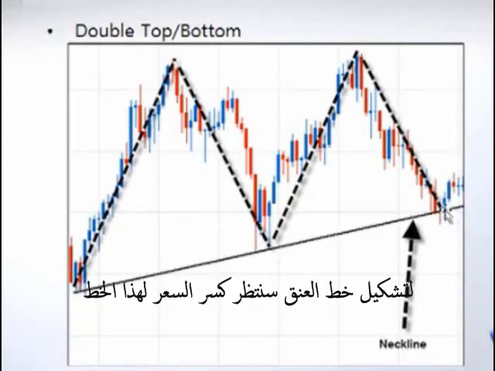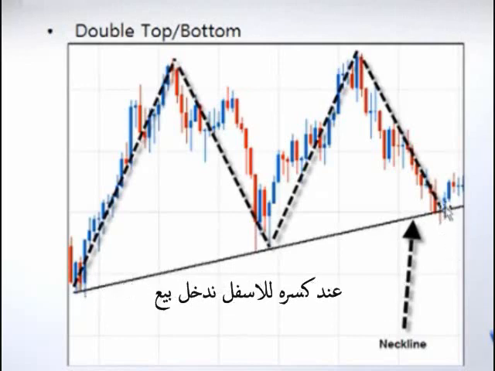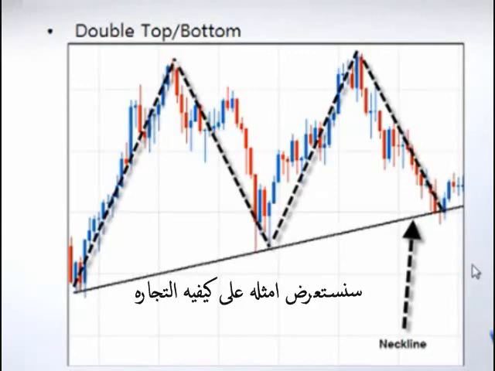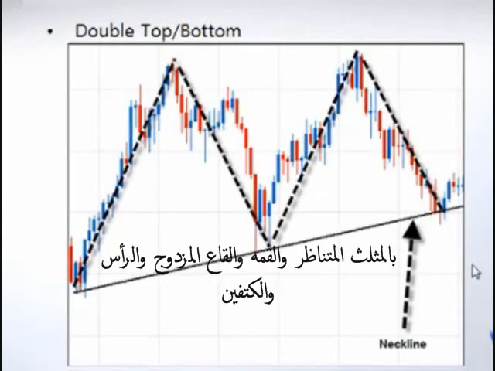So what we do is wait for the price to break downwards, below this neckline, to enter a trade. Later on I shall show you examples of how to trade the symmetrical triangle, double top, double bottom, and the head and shoulders pattern.